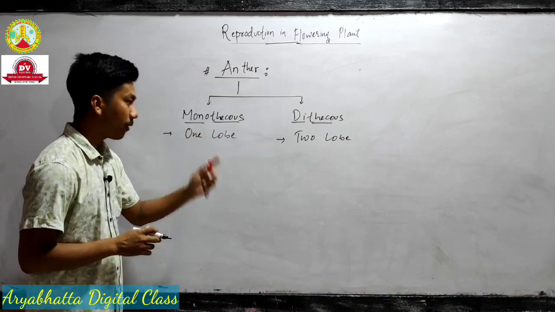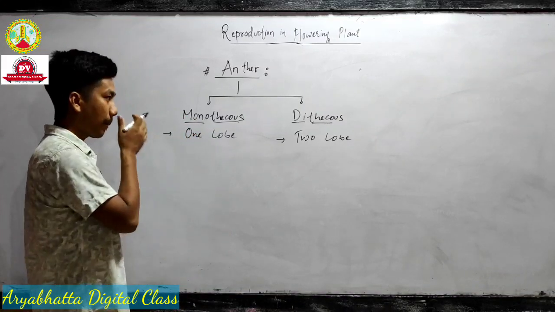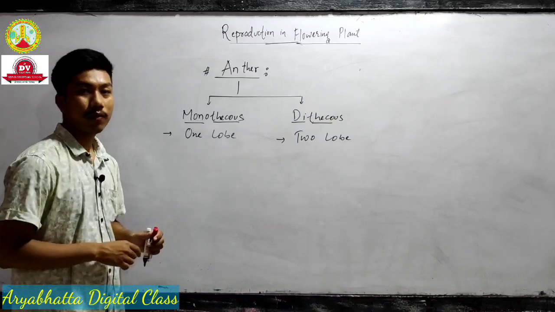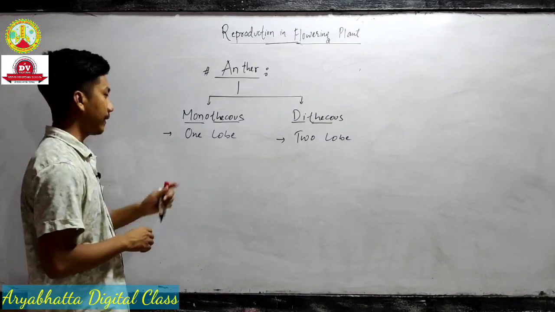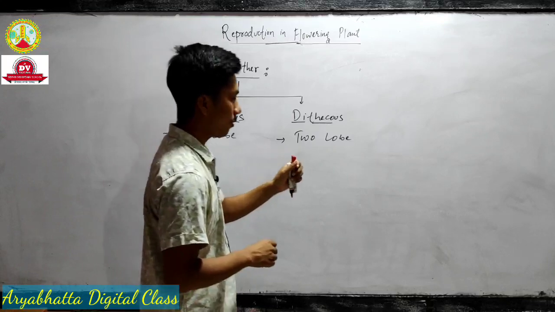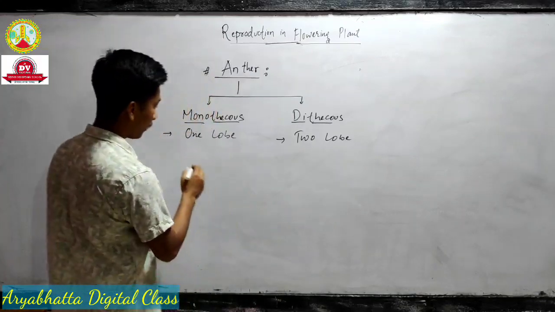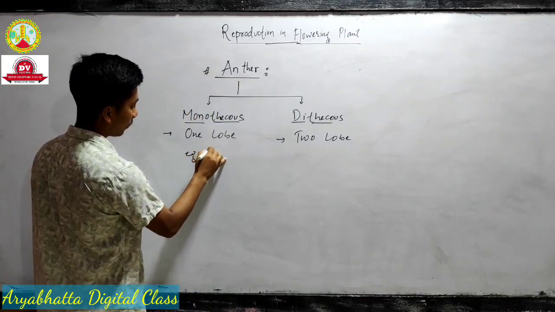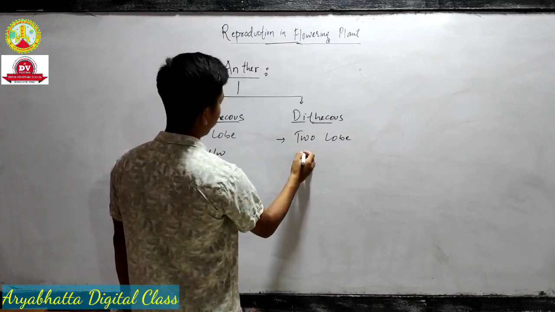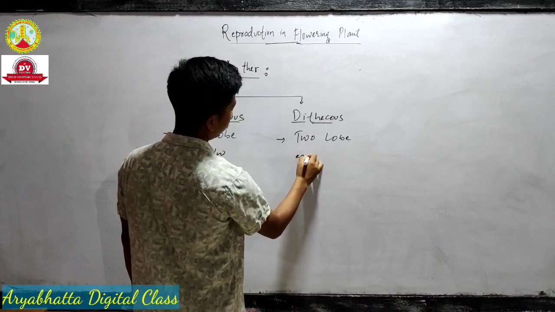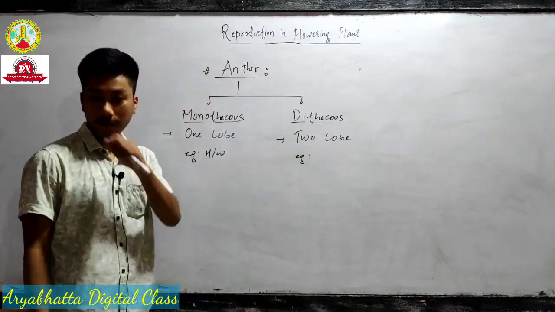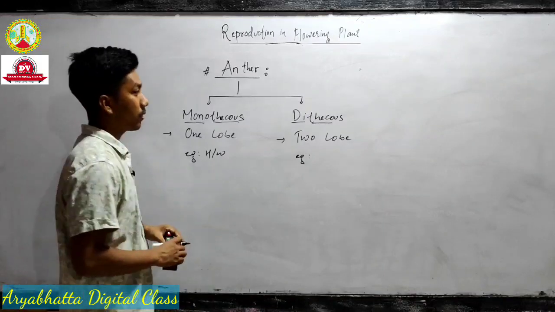So depending on the number of lobes, it is classified into two types, monothecous and dithecous. Mono means one lobe, dithecous means two lobes. That's it. I'll give you homework, so do it by yourself. Write a few examples of monothecous anther and dithecous anther. Okay, so this is our first classification.